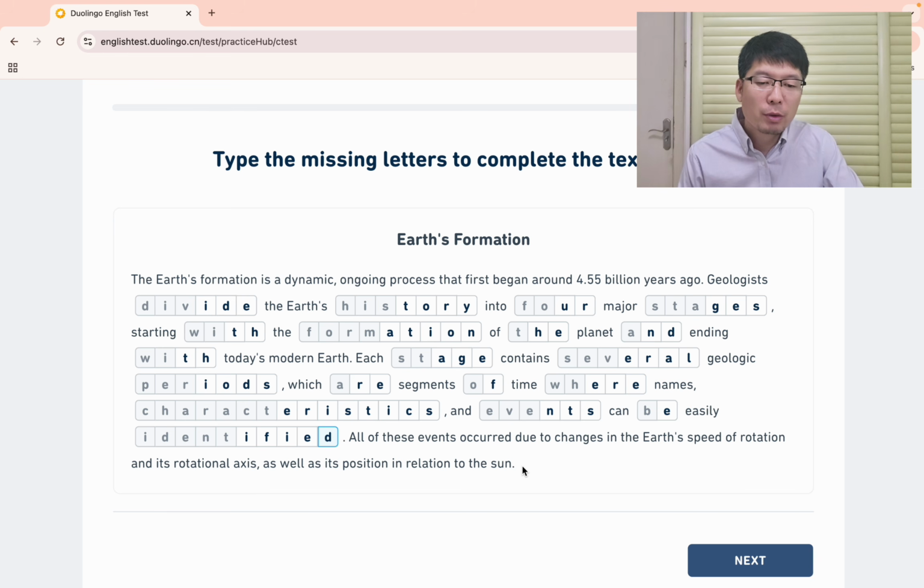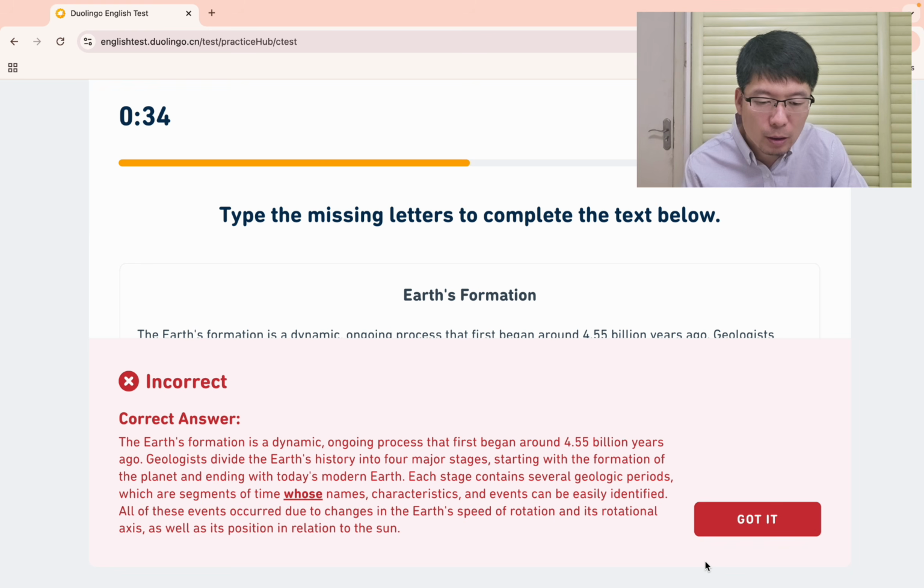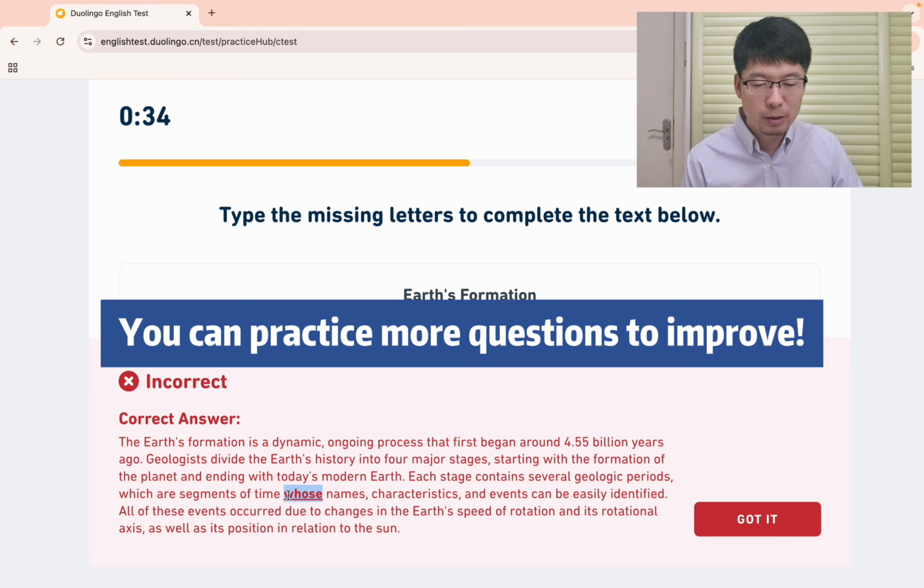Okay, so this question also tests your vocabulary. So if sometimes you don't know one answer, it will show you the answer. Okay, like this, if something is wrong, we can see the correct answer. It's whose. Okay, so by practicing this section, you will improve your score. Okay, let's quit.